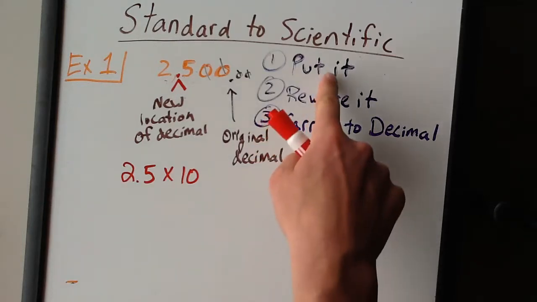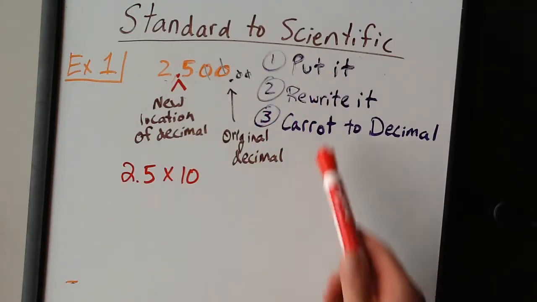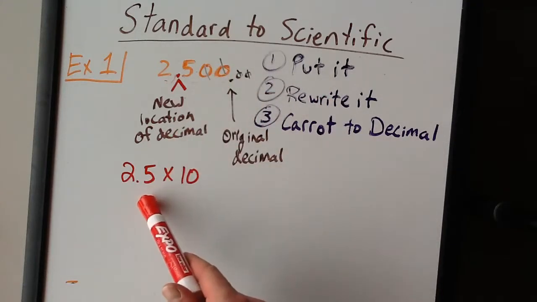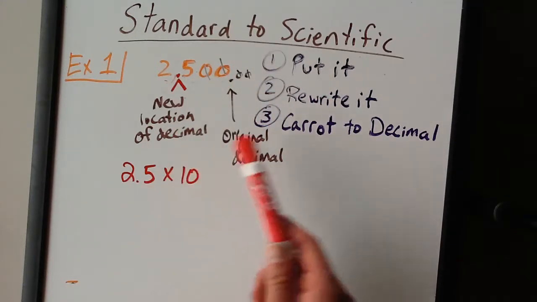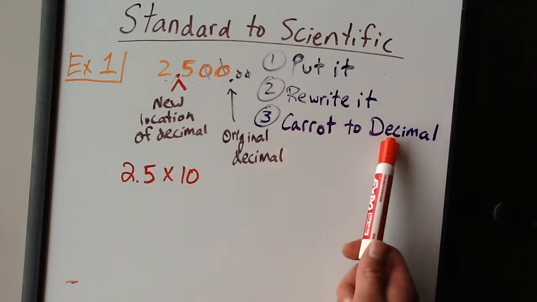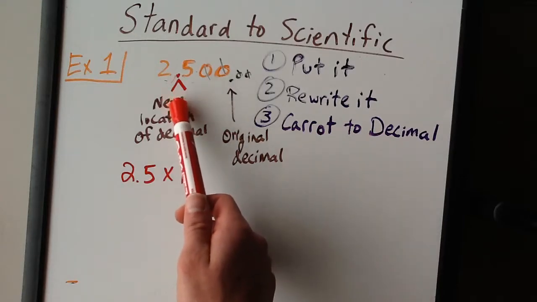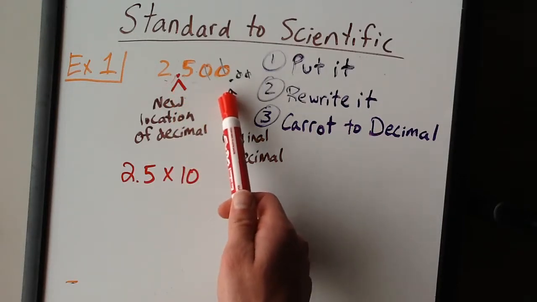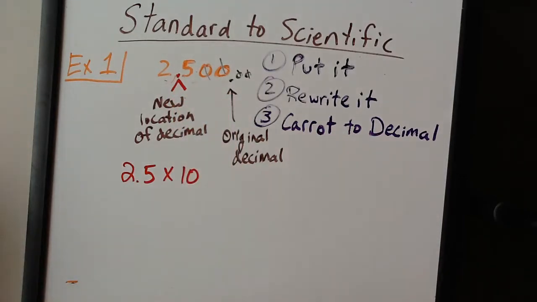So I have put the decimal in its new location. I have rewrote this number 2.5 times 10 to some power. Now I need to figure out what the exponent is. To figure out what the exponent is, I'm going to take the caret to the decimal. I'm going to take this caret to the original decimal. In order to do that, it's going to look like this.